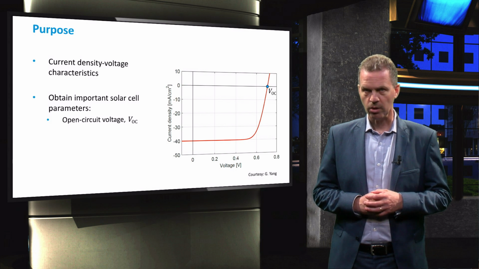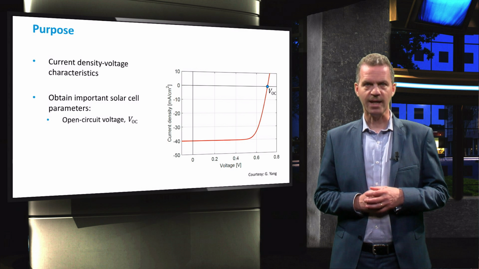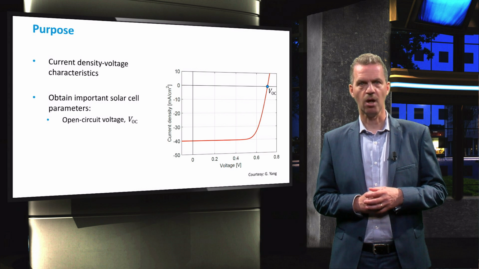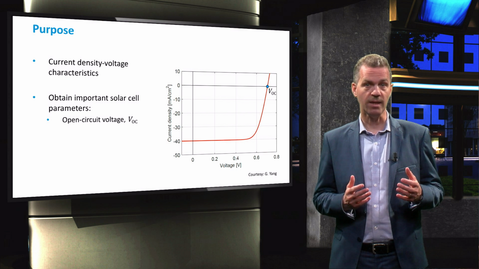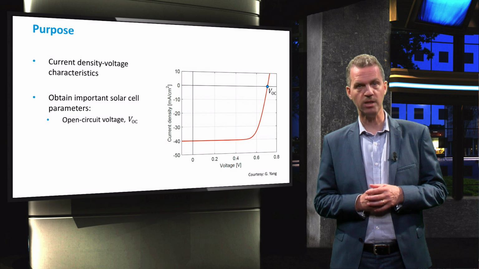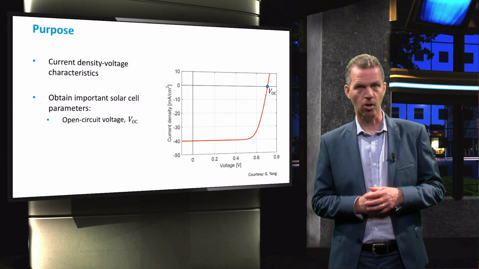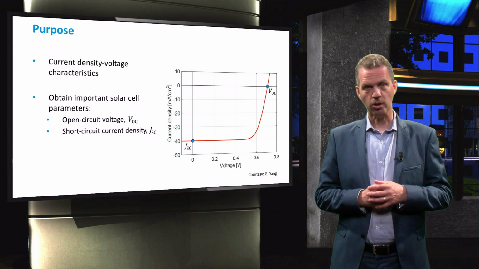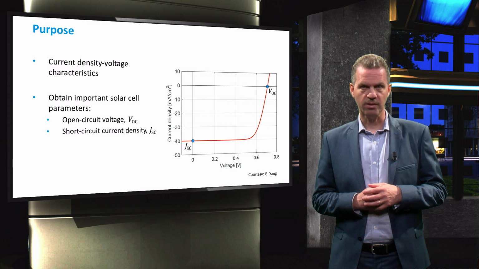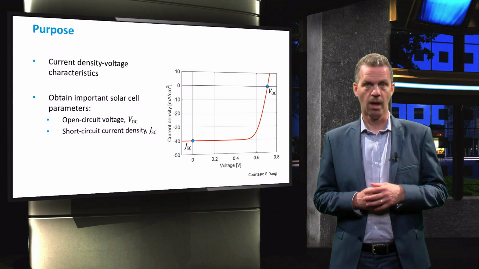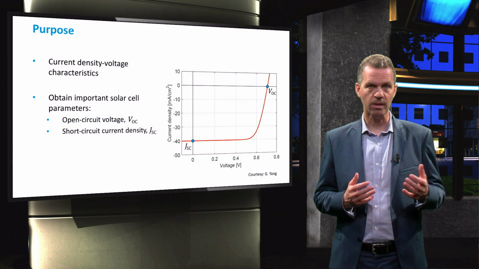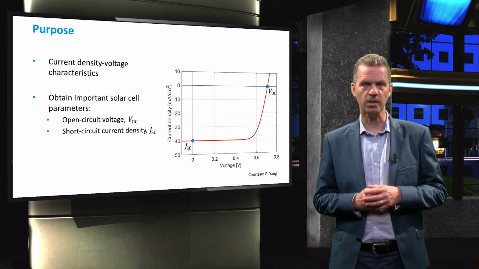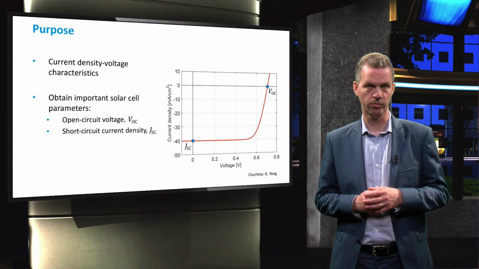The open circuit voltage is located at the intersection of the JV curve with the voltage axis, representing the maximum deliverable voltage by the solar cell when the terminals of the cell are not connected, so at zero current density. The short circuit current density is found at the intersection with the current density axis, being the current density delivered by the cell when the voltage across its terminals is 0 volts.